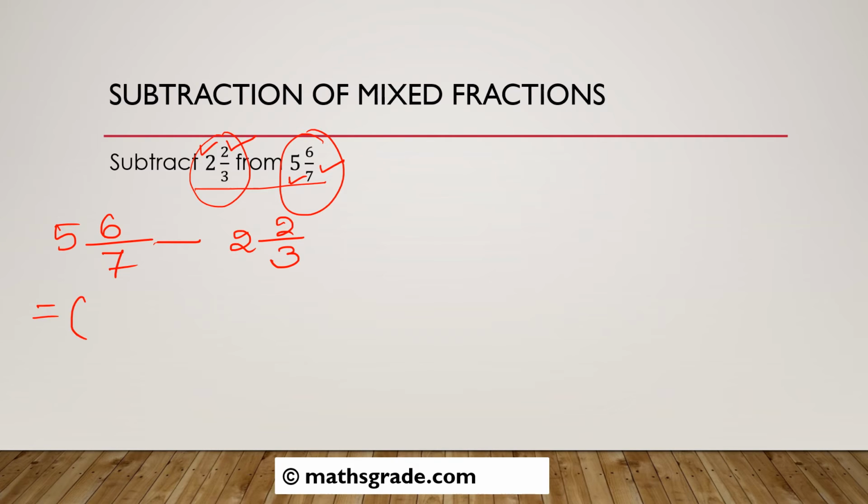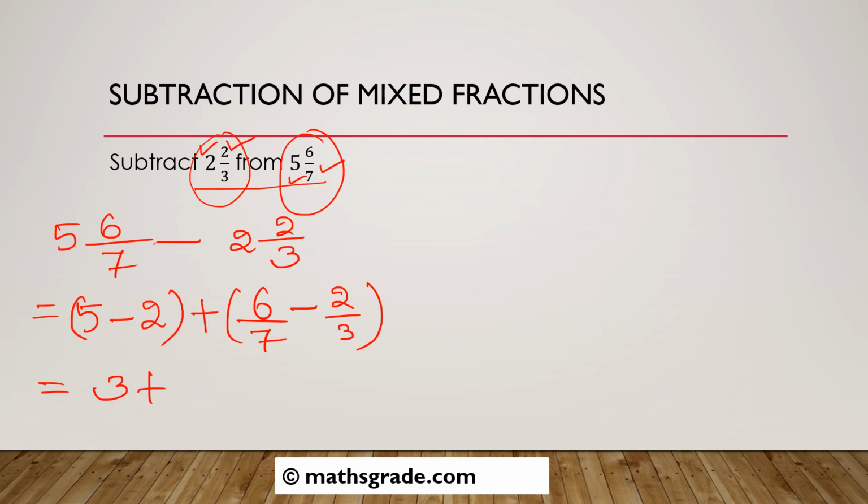Now separately we have to subtract the whole numbers and the proper fractions. 5 is the whole number in the first mixed fraction and 2 is the whole number in the second mixed fraction. So we write down the subtraction of the whole numbers, 5 minus 2, then plus 6 divided by 7 minus 2 divided by 3. Now 5 minus 2 is 3, and then 6 divided by 7 minus 2 divided by 3.